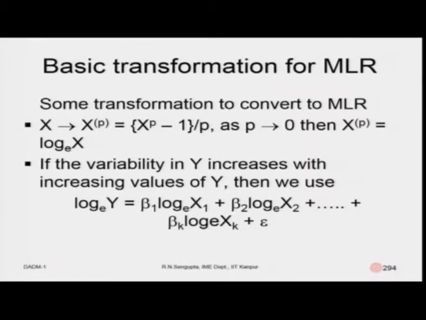So, in general we will basically transform x to the power p, where p can be any integer or non-integer value. So, the transformation is given by (x to the power p minus 1) by p, and p can take any value. As p tends to 0, that transformation, (x to the power p minus 1) by p, basically becomes the Neperian log, the natural log to the base e.